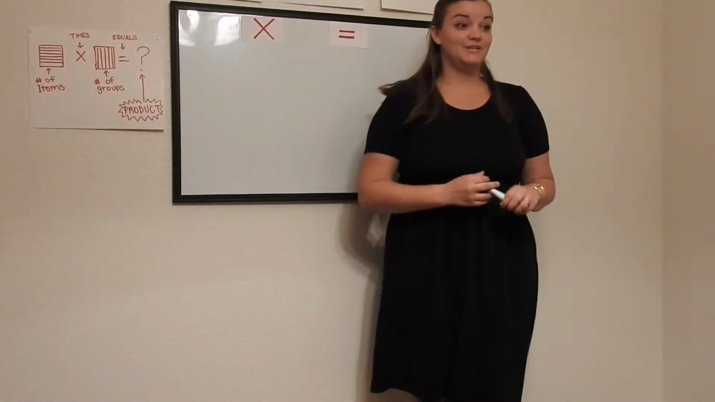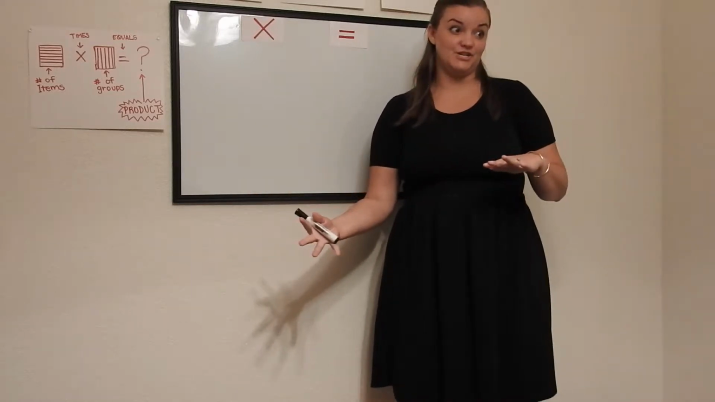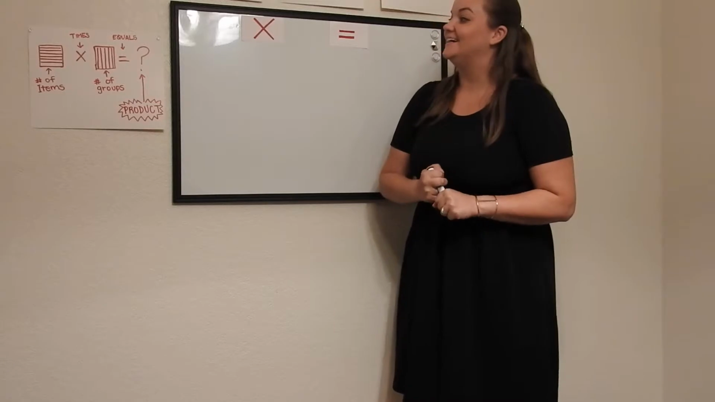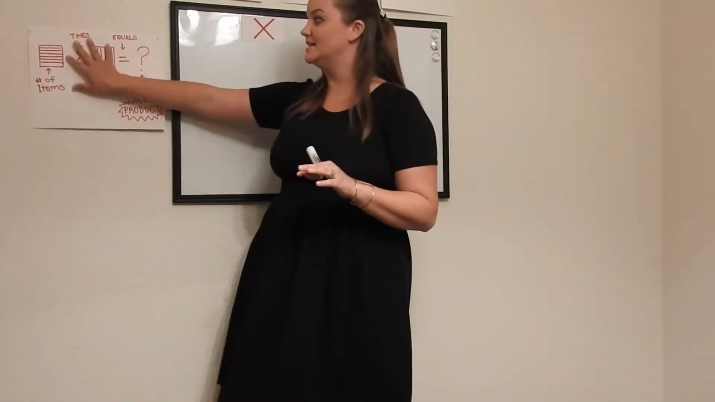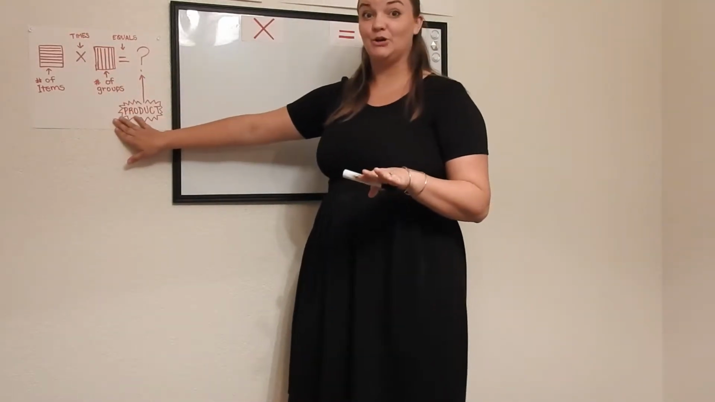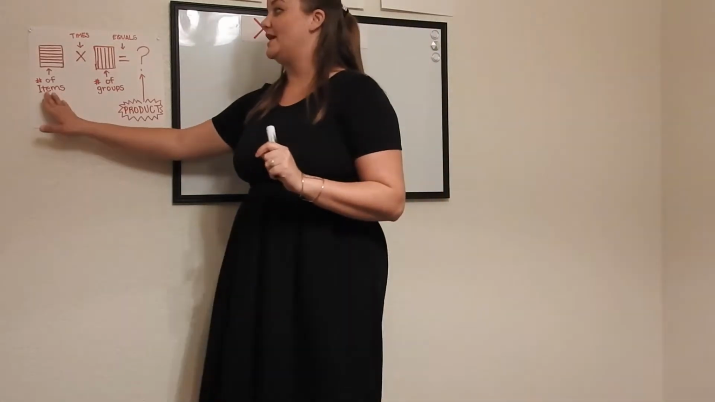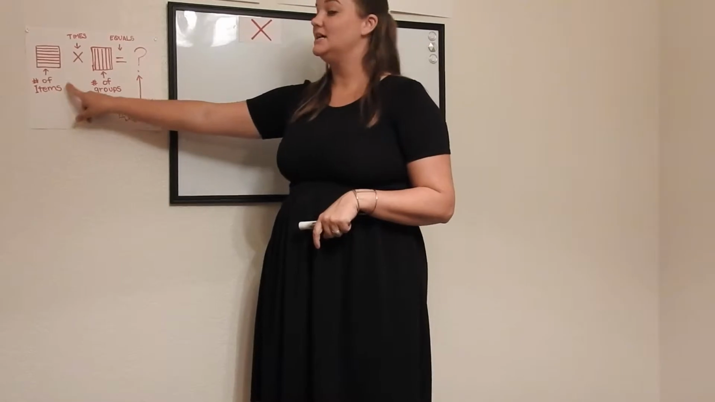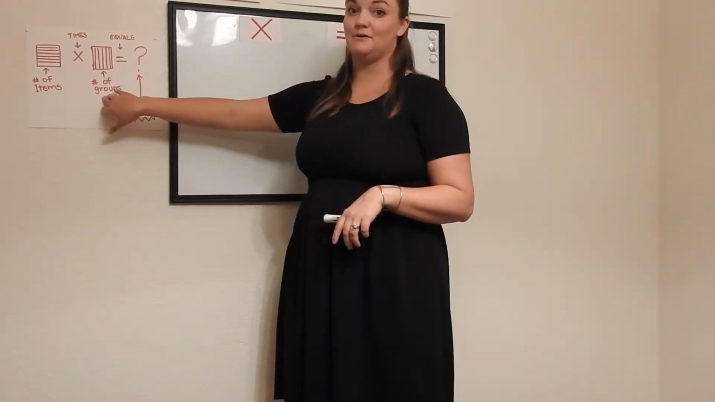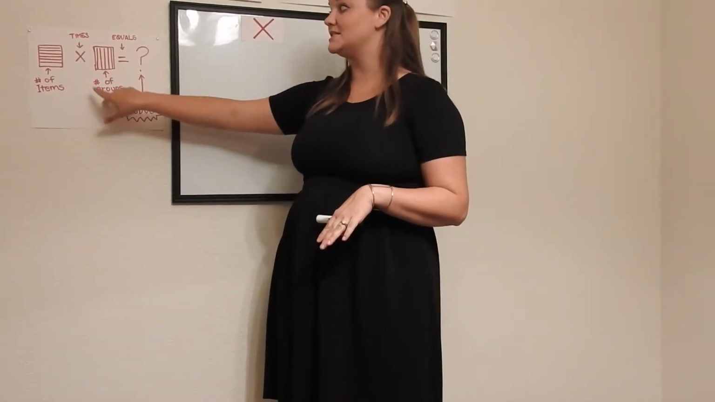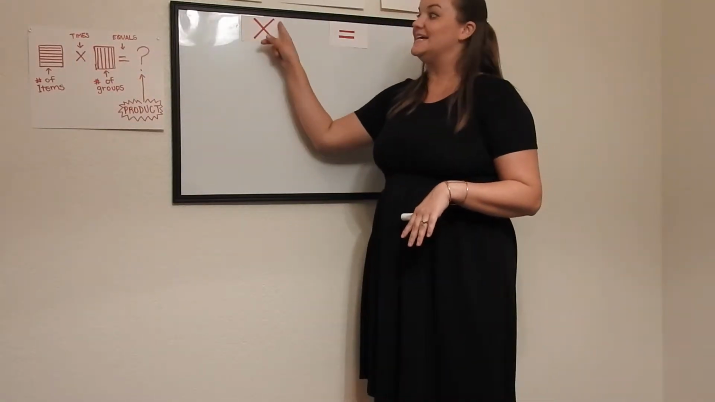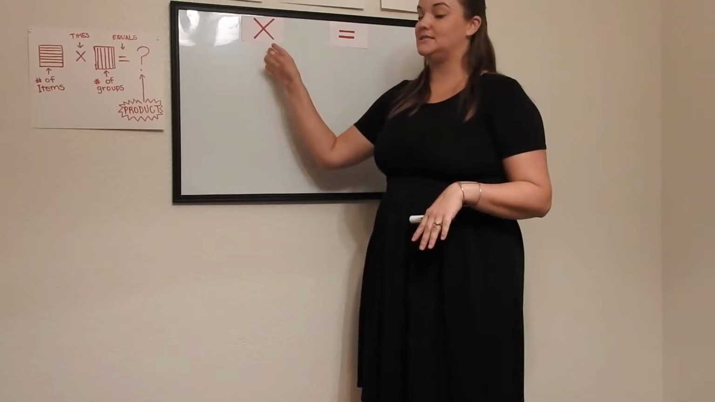All right, today we're going to learn about algebra equations, which sounds scary and fancy, but we're going to break it down. This is a basic algebra equation. We have the first number, which is going to represent the number of items. The second number is going to represent the number of groups. This sign in the middle, which is also found over here, is times, or multiplies.